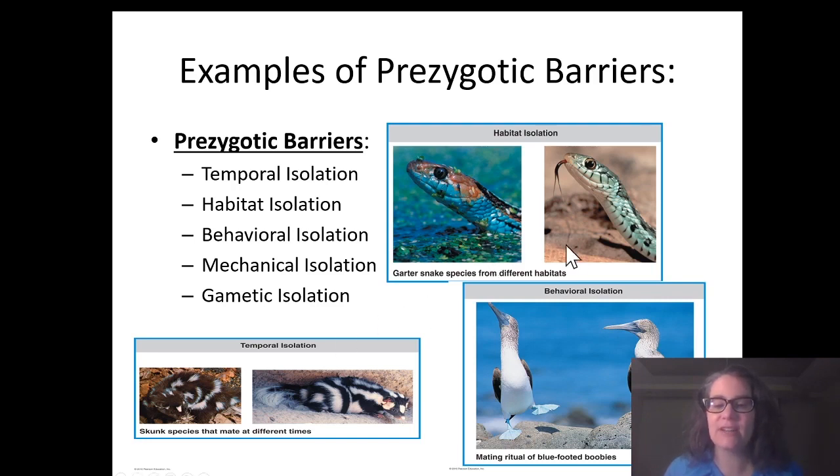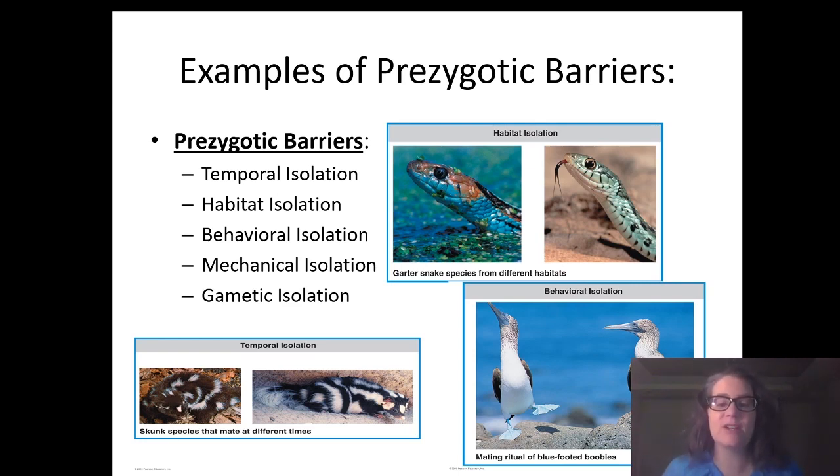Habitat isolation is like these garter snakes. Some live in the water, some live primarily on land. They don't really see each other because they're in these two different habitat types, so this keeps them separated. Behavioral isolation, like the blue-footed booby does a little dance, can separate species so that if you're closely related, you're not attracted to certain features and certain behaviors.